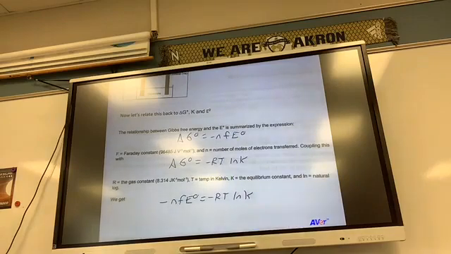Also, if something is becoming more spontaneous, what happens to the value of delta G? It gets more negative. As I was grading the labs, there were some problems with that, because some people said it's becoming more spontaneous, therefore delta G is becoming more positive. No. Delta G is becoming more negative.